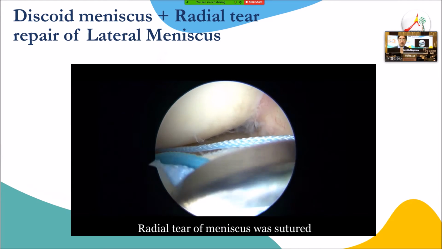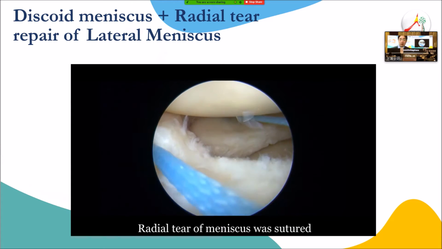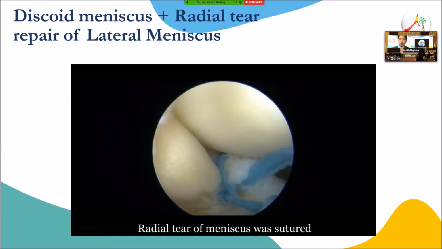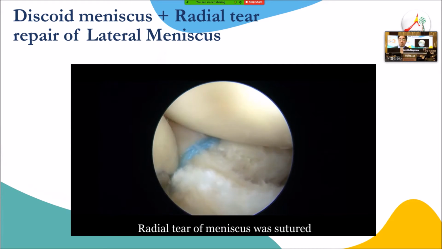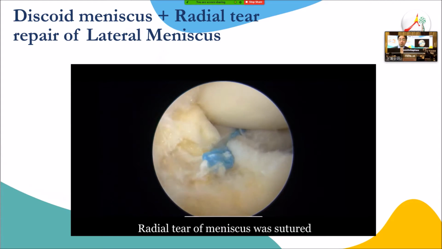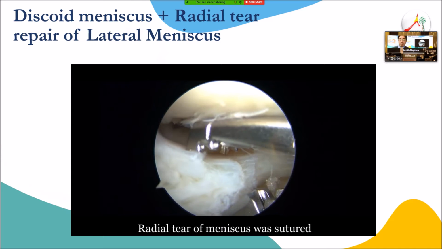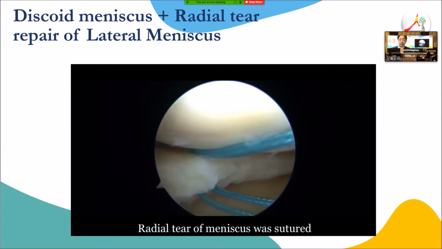So I make a big bite of the meniscus repair. First, we do the peripheral repair using the tape. This is the suture tape, you see? Okay, then cut it. And then we use the mini first pass again. Okay, and then we repair it like side to side.